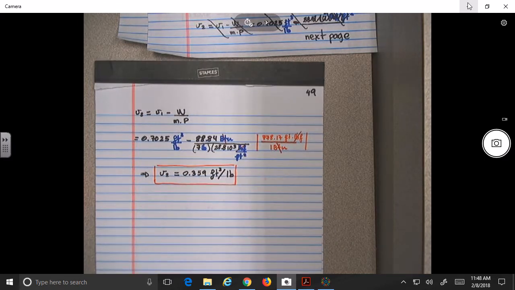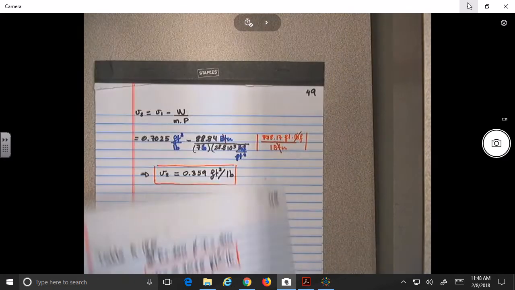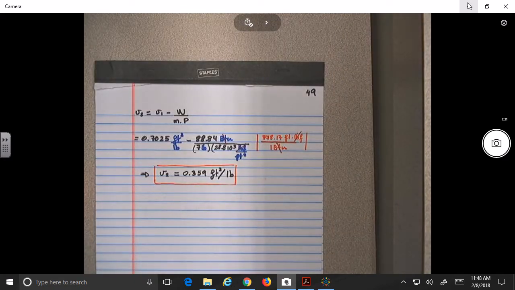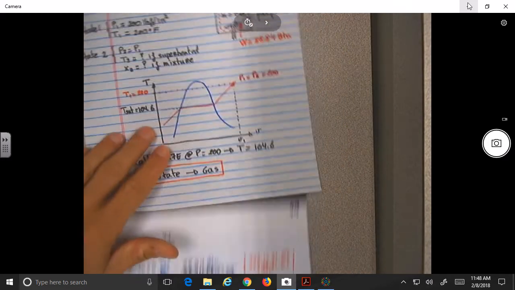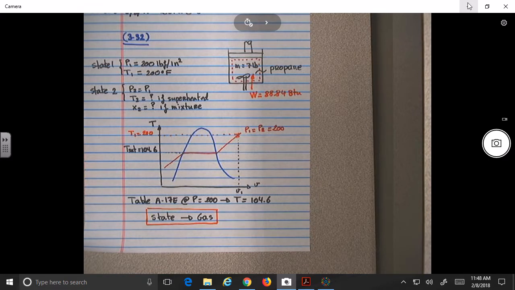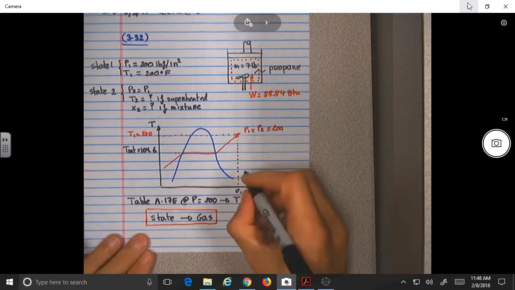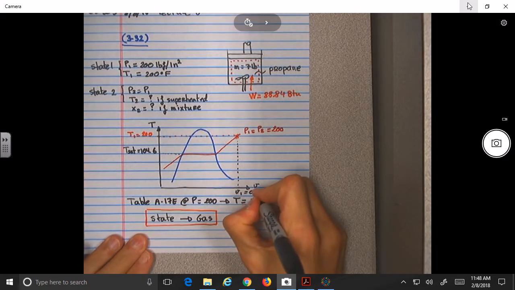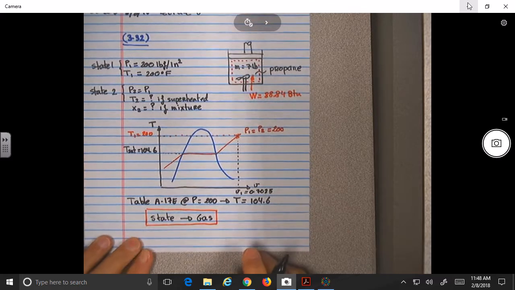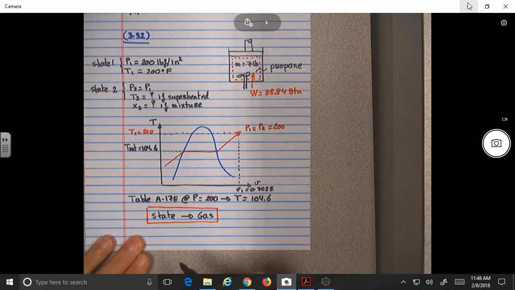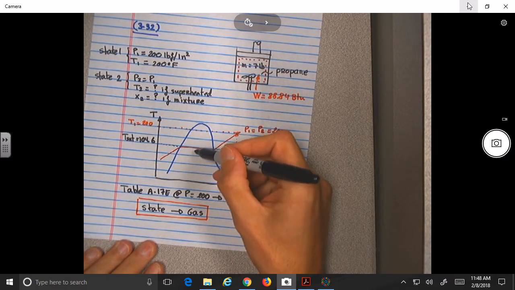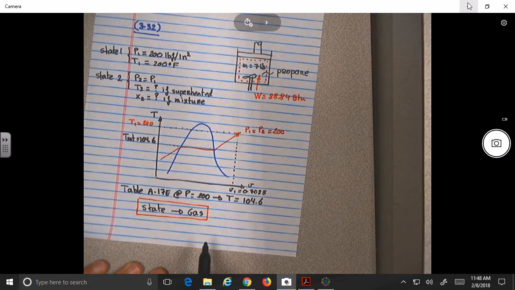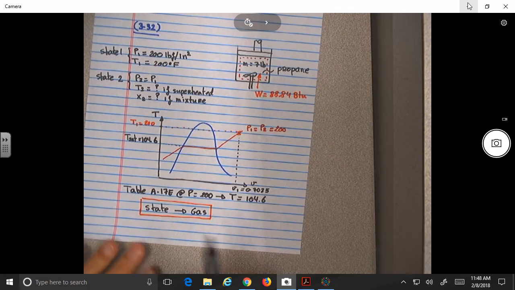Okay. So now if we come to this figure again, we found that V1 was equal to what? So V1 is here, 0.7025, no? So we know that V2 is actually to the left of this one. So it could be here, or here, or somewhere over here. So how can we find out where it is?